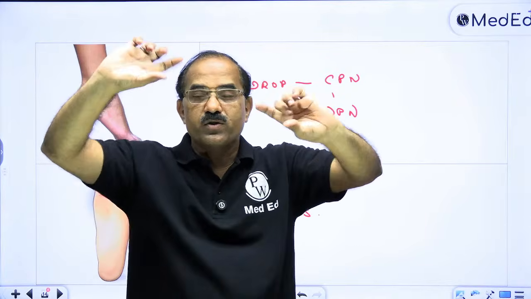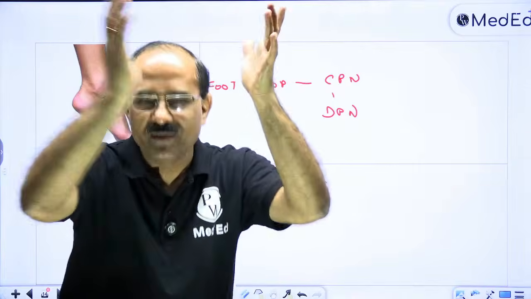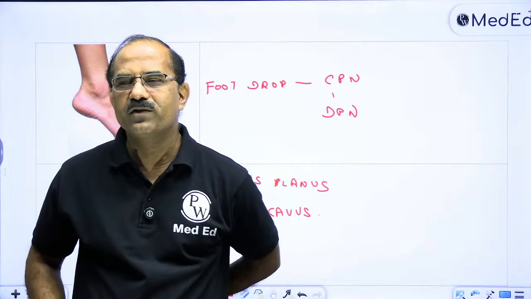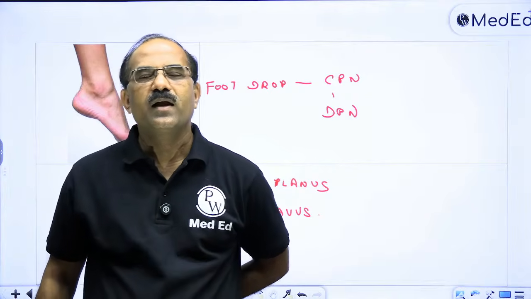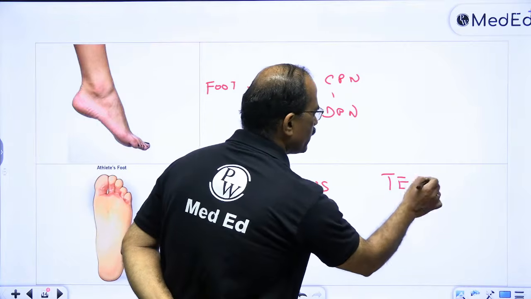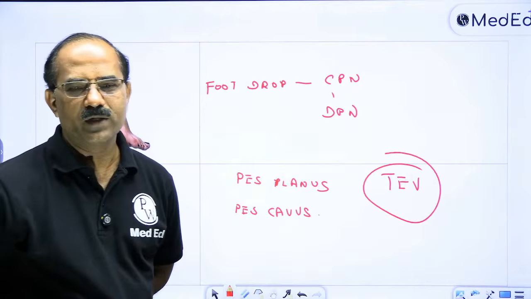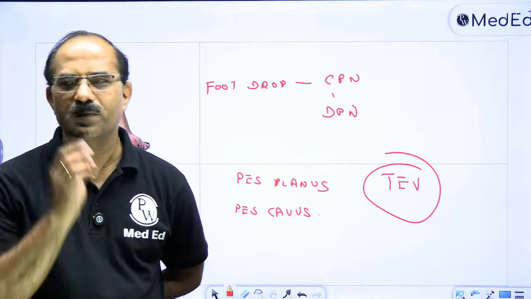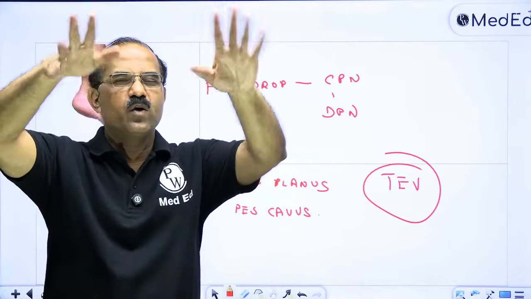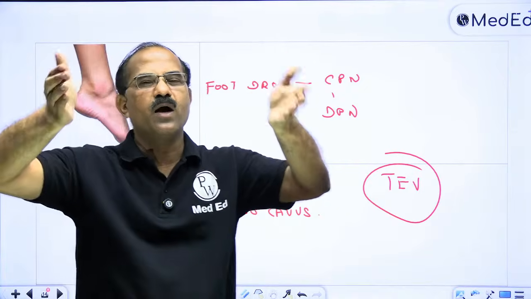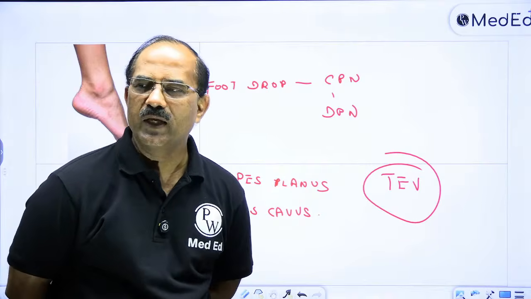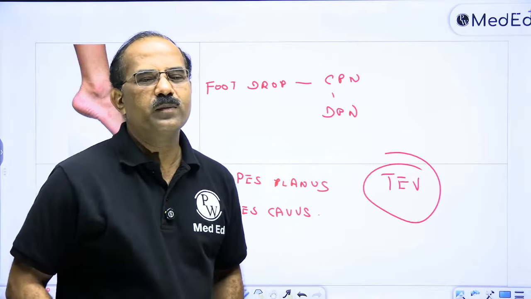What is the most common deformity of the foot? Talipes equinovarus. That's the commonest deformity. ठीक है ना? ये पता होगा ना आपको? Equinus is walking on the toes like a horse. Varus is walking on the outer border of the foot. So talipes equinovarus, that's the deformity. Very common deformity. Fine.